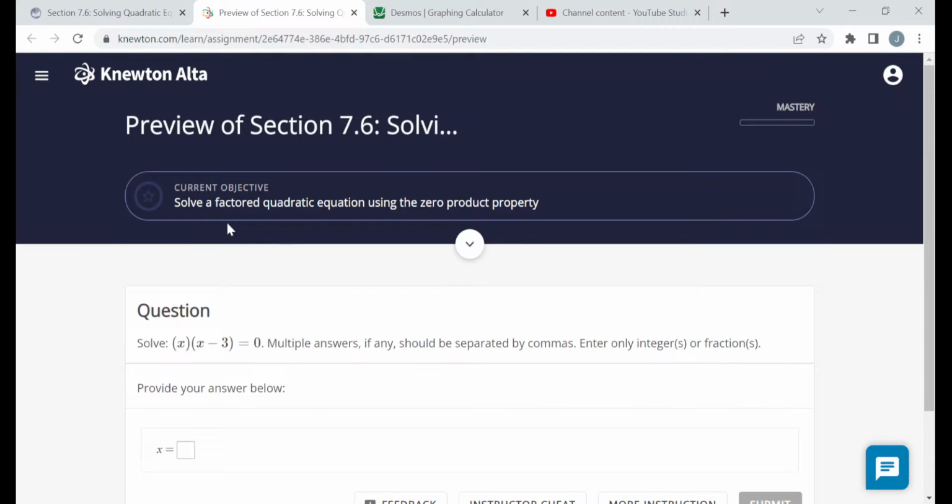Alright, so the first objective I'm looking at is solve a factored quadratic equation using the zero product property. Alright, so before I get into this actual question, I want to talk about solving a quadratic equation, the steps we're going to follow by factoring. And then this zero product property will come up.